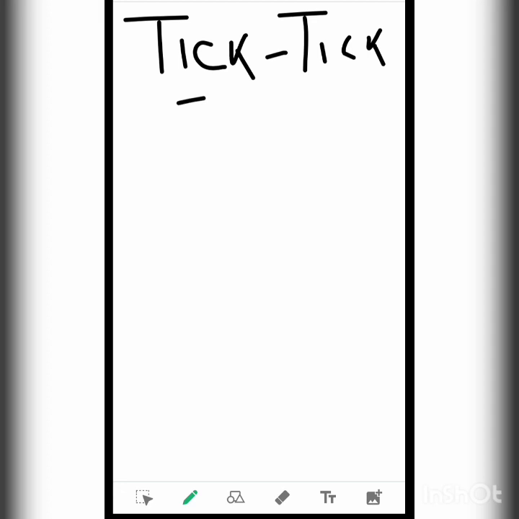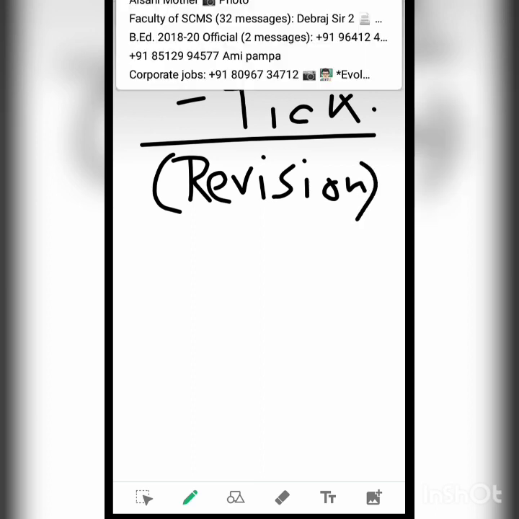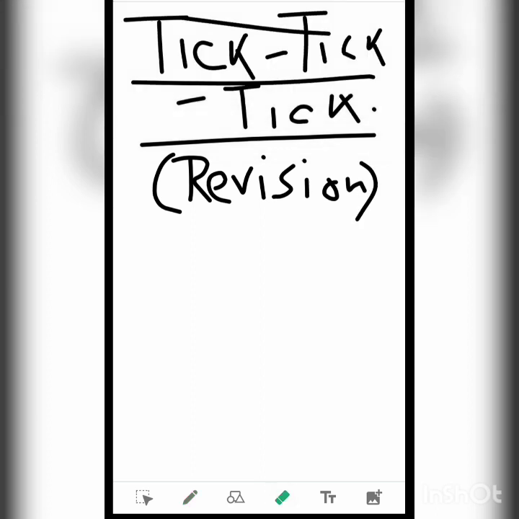Now students, today we will be having revision on Tick Tick Tick. As you know, this chapter is about clocks, time, calendar, all these things. So we will be having our revision of these things only. First of all, we will recapitulate how many minutes make an hour, how many seconds make a minute.